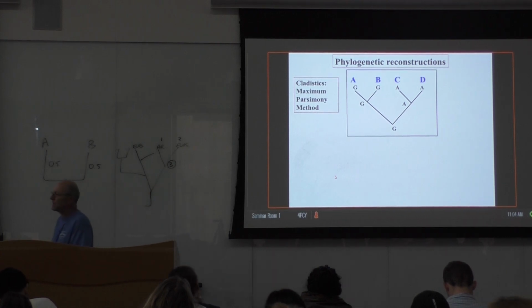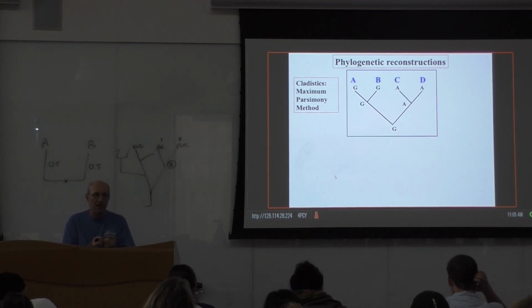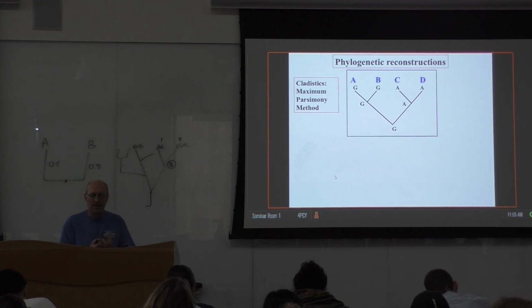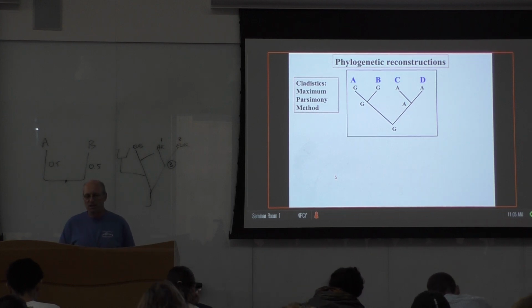likely thing that happened in the history of these organisms is that the ancestor of A and B probably had a G as well, and the ancestor of C and D probably had an A. And now, just for the sake of argument, I just put a G as the root of that tree. It could be something else. Just bear with me, I just put a G in there.